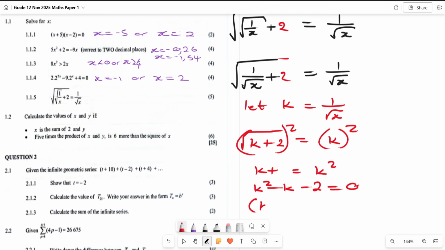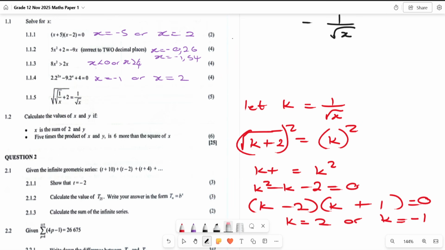Now we have k here, and then we have another k there, is equal to 0. Let us solve for k. We're going to have minus 2, definitely, plus 1. Therefore, k is equal to 2, or k is equal to minus 1. But that is not it. Remember, we said let k equal to. Allow me to erase this part here, because we already dealt with that. But now remember what we said.